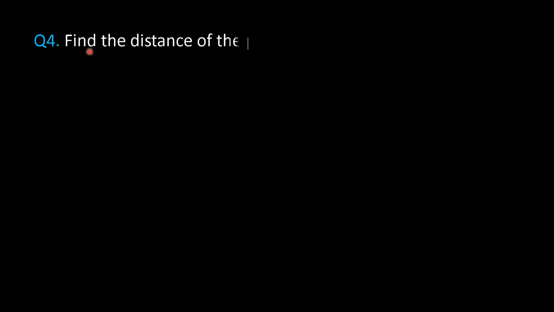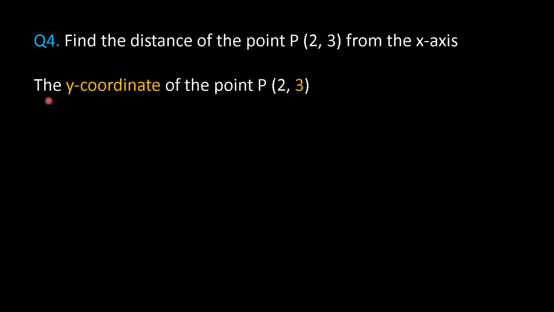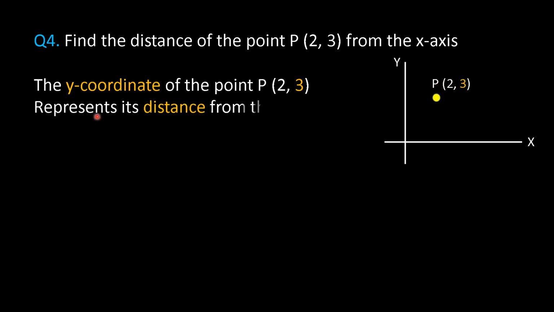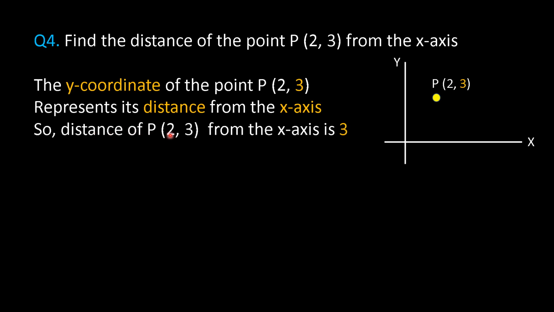Question 4 is, find the distance of the point P(2, 3) from the x-axis. We know that the y-coordinate of the point P(2, 3), the y-coordinate represents its distance from the x-axis. So, distance of P(2, 3) from the x-axis is 3.